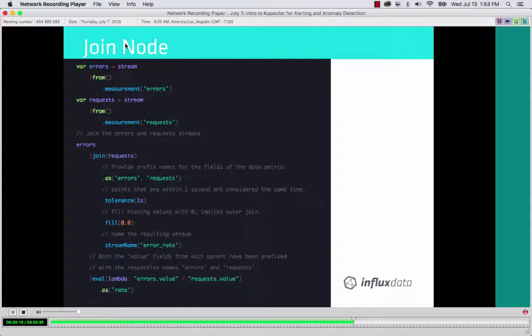To use a join node, you define one variable, you define one stream, you define another stream, and then you say, pick one of the streams and join it with the other. And you can really do these in either order. I could have joined requests with errors or errors with requests. Either one works.